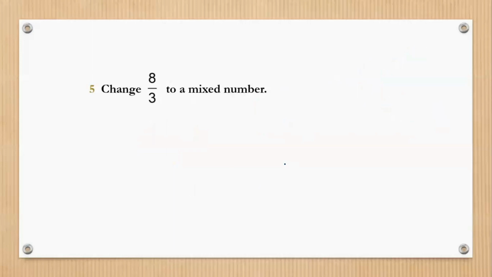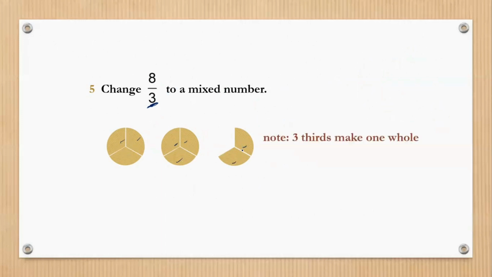One more example, 8 by 3 to a mixed number. Now how many thirds will make one whole? It is 3 thirds that make one whole. So in total there are 8 thirds. So 1, 2, 3, 4, 5, 6, 7, 8. 8 thirds. So these are 2 wholes now, and how many thirds? 2 thirds. So this is how it is: 8 by 3 is the same as 2 and 2 by 3.